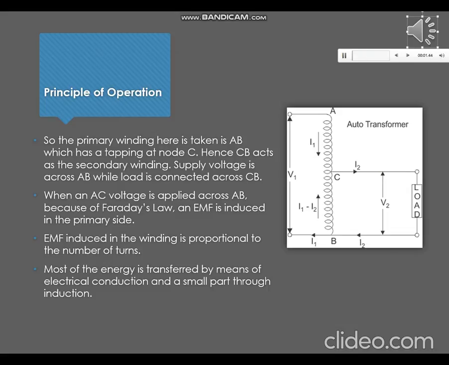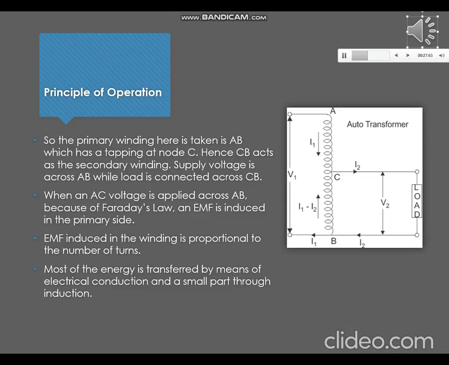Okay, so let's consider the basic AutoTransformer circuit on the right. As you can see, there is one common winding between the primary side and the secondary side. The AB winding is the primary winding, which has a tapping at node C, while CB acts as the secondary winding. So the supply voltage is across AB, while the load is connected across CB.